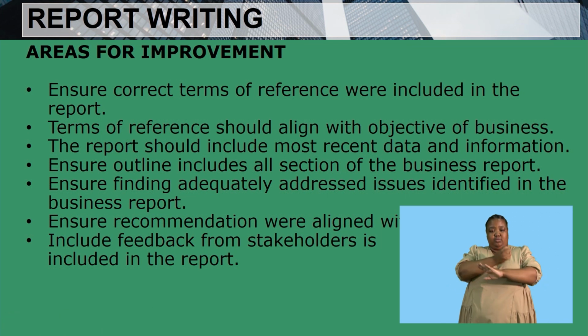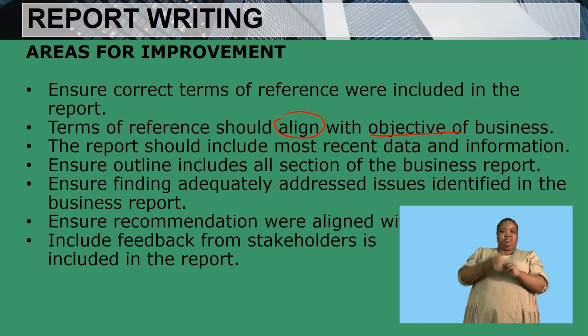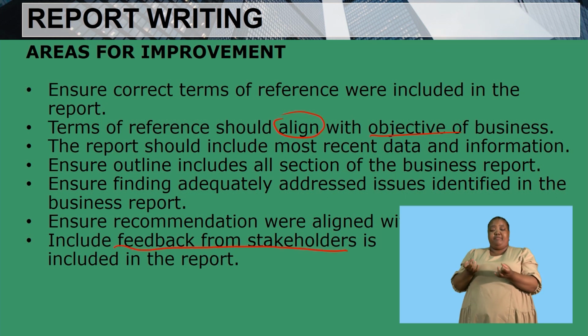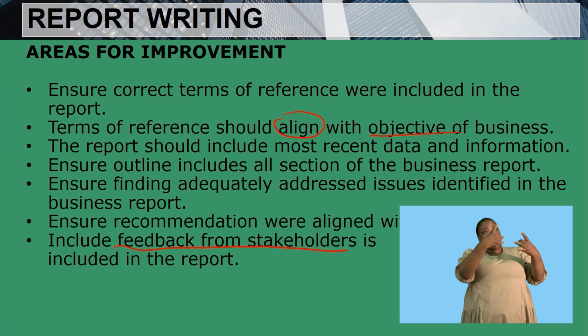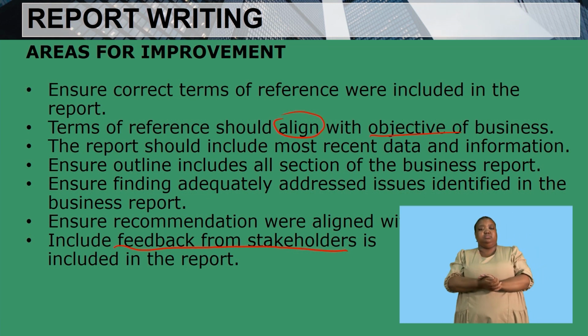Now, what are the things that you can improve when you are writing your report? You need to make sure that the terms of reference align with the objectives of the business. In other words, whatever you are reporting on must be linked to what the business aims to achieve. And then also, you must ensure that when you are writing a report, you include the feedback from your stakeholders in the report. So you might want to refer back to what your stakeholders have suggested and show how you are going to use it for a next presentation.